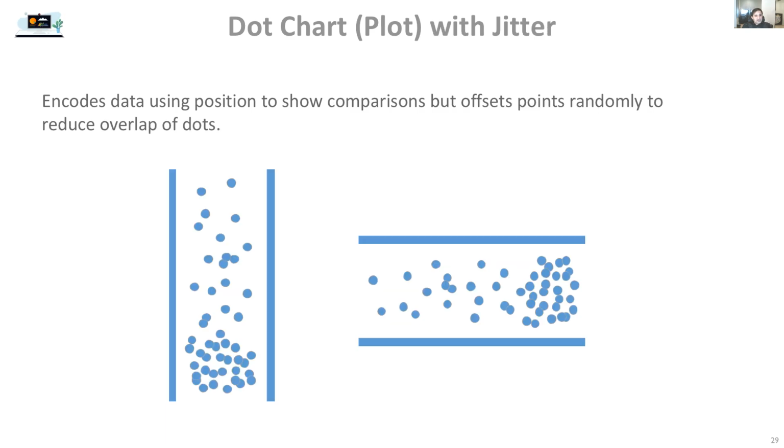A variation of the dot chart applies a technique called jitter to offset the points so that they are not plotted on top of each other. The jitter is a random value, so we need to be careful not to jitter too much. A dot chart with jitter is also called a jitter chart. And if we have many categories of data, it will be called a strip plot or a strip chart.